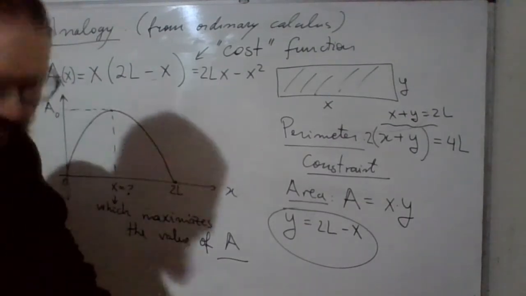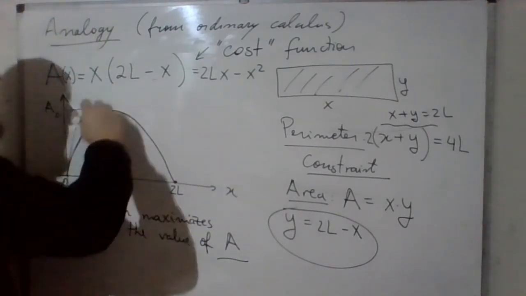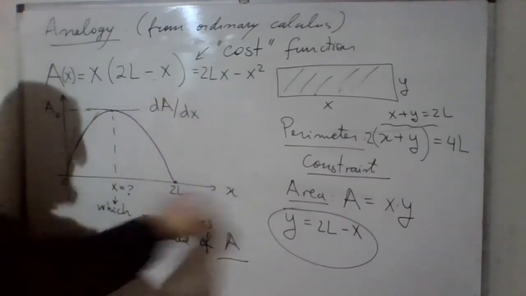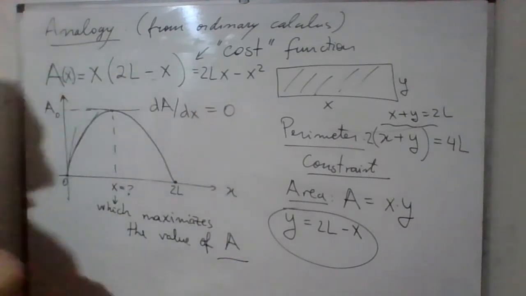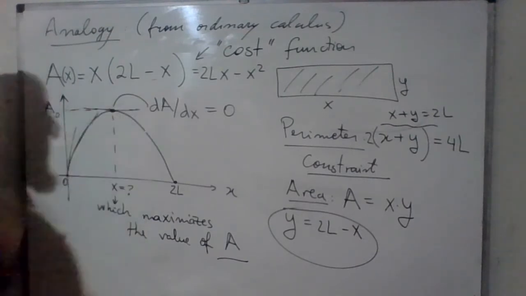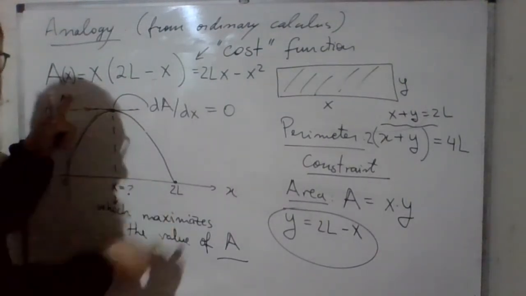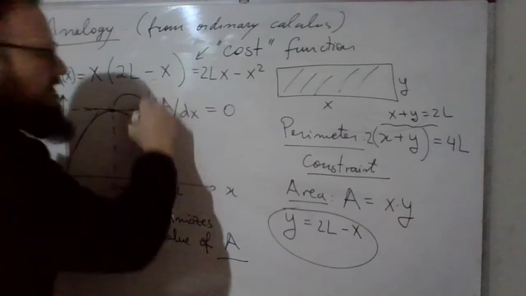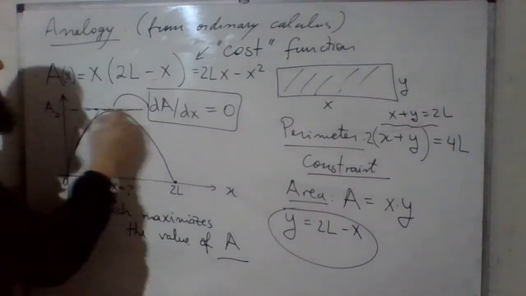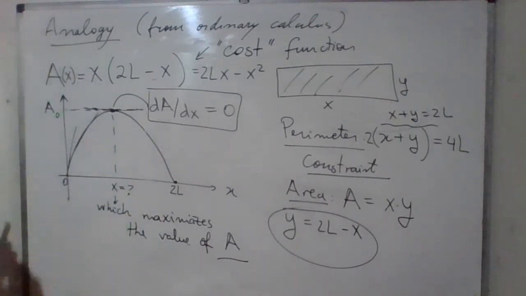So we know from ordinary, elementary calculus that we can calculate the derivative, here with respect to the variable x, and set it equal to 0. At this point, at the maximum, at the value of x which extremizes the area, in this case maximizes the area, the derivative must be set to 0, because the derivative corresponds to the tangent to the curve, and at this point it is 0.